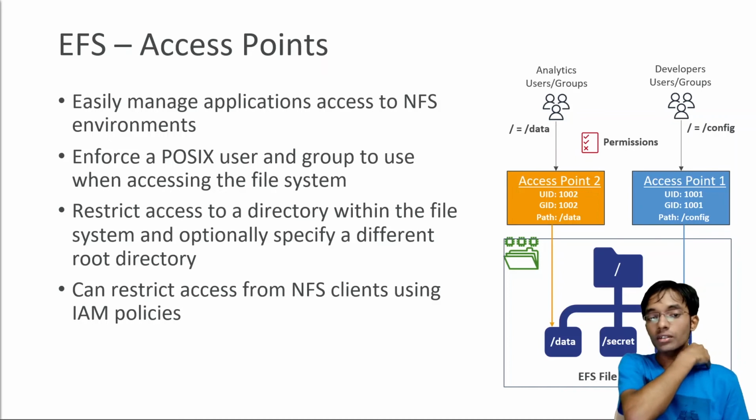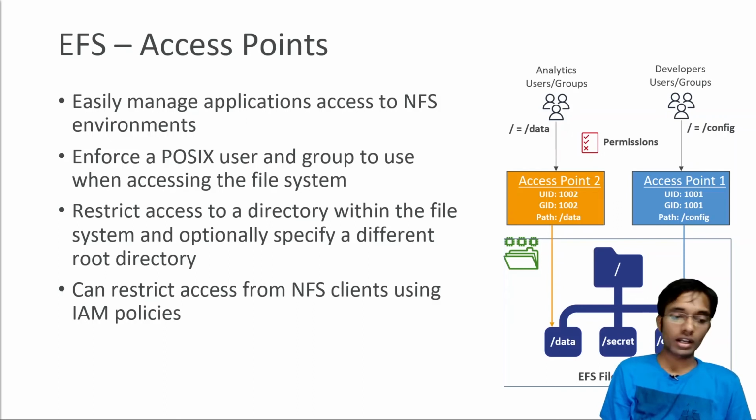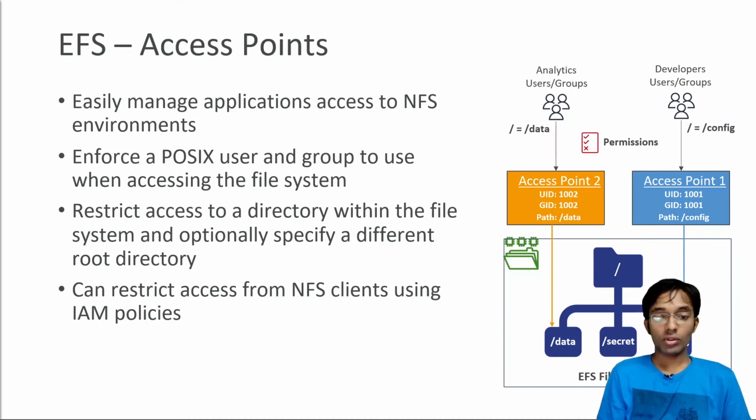So to make it very clear, here is my EFS file system with a data folder, a secret folder, and one config folder directly within the root. Now if I set up an access point 1 with UID 1001 and GID 1001, which is just a user ID and a group ID, and the path is /config, then the users who have access to this access point using IAM will only get access to the config directory within your EFS file system.